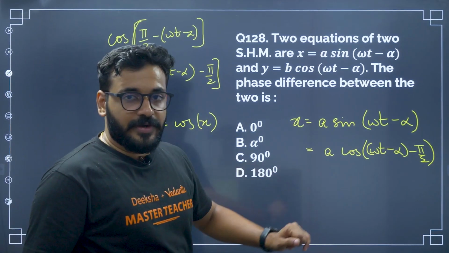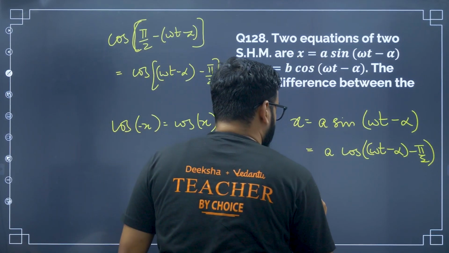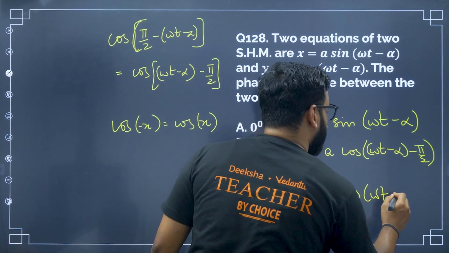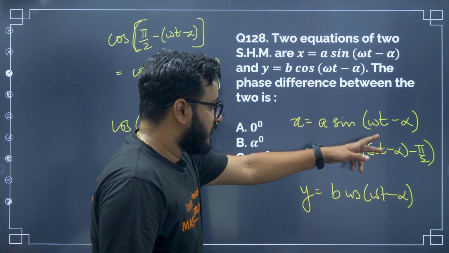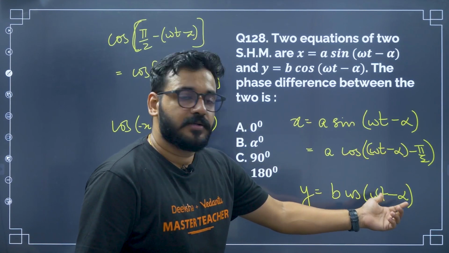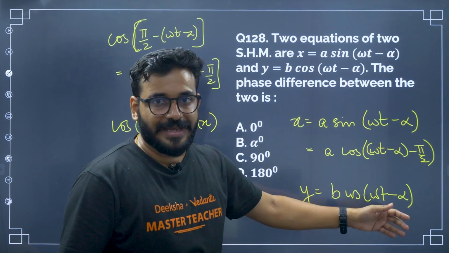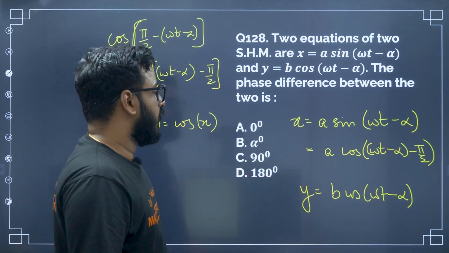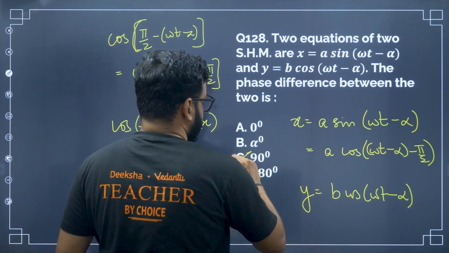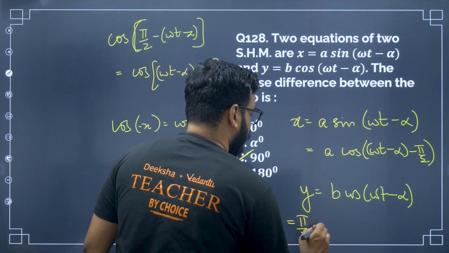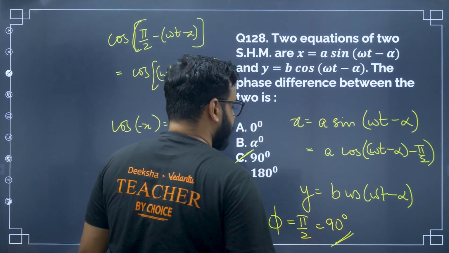Now let us come to y, which is equal to b cos(omega t minus alpha). What is the difference in the phase angle in both places? Here it is minus pi by 2, here there is nothing. So the difference in the phase angle is pi by 2, which is equal to 90 degrees. The correct answer is option C.